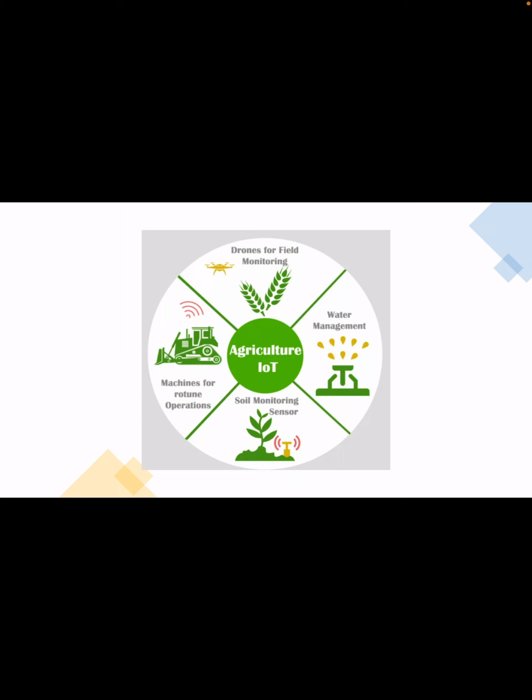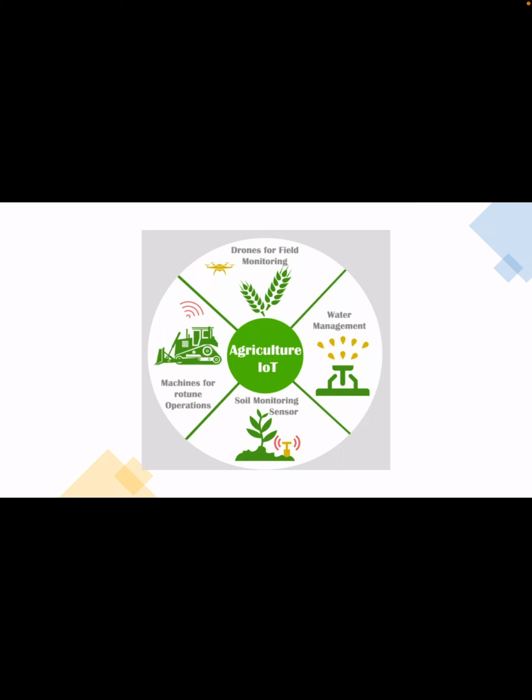The second one is drones for field monitoring, to check what exactly is happening in the field and to monitor if anything happens to any of the plants. If you want to know day to day how exactly the plants are growing, the detailed information regarding the growth of the plant, what are we going to use? Drones for field monitoring. And next we'll be using machines for routine operation.